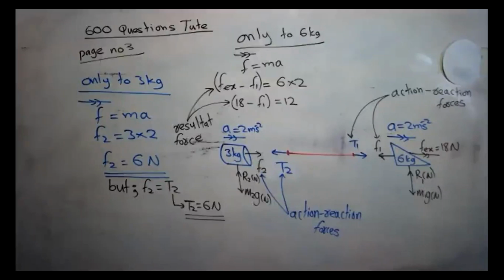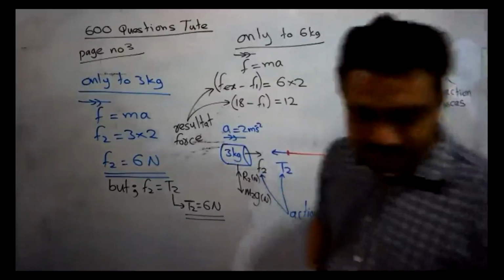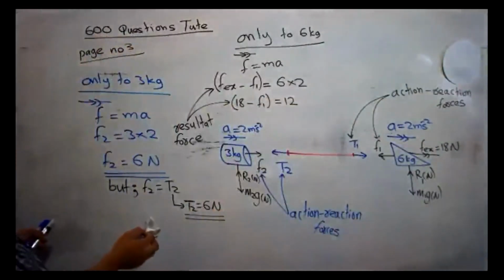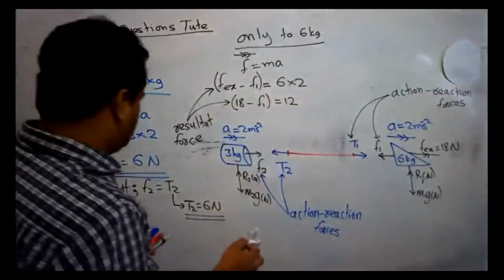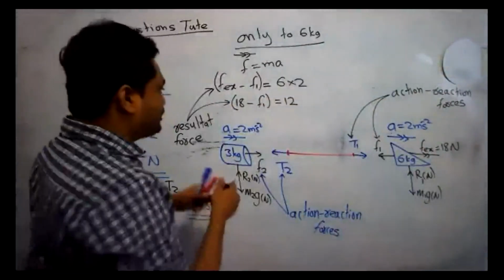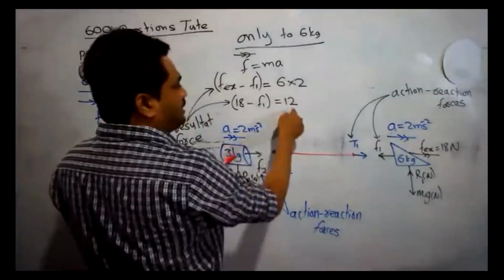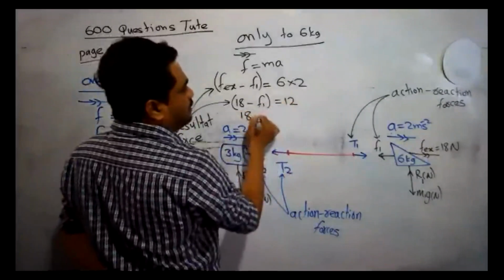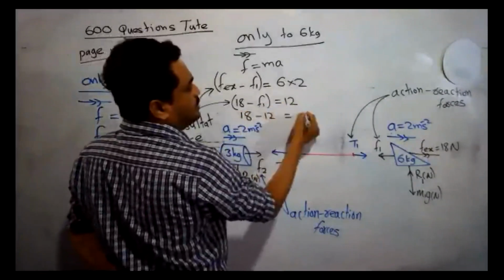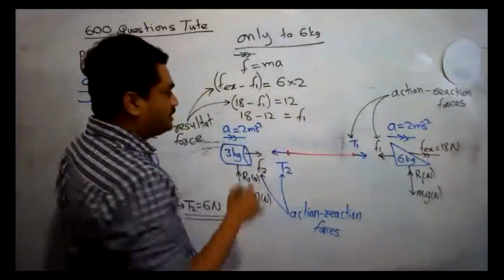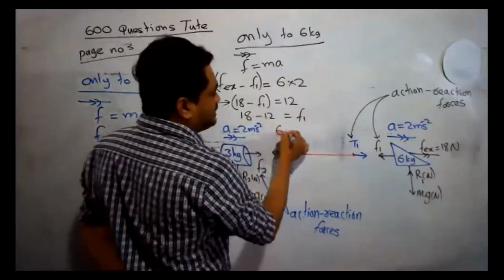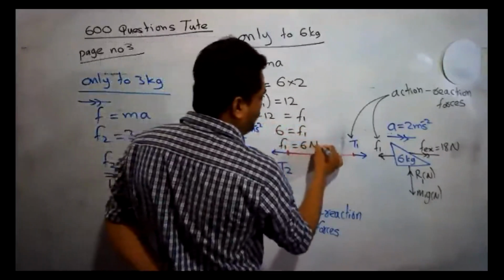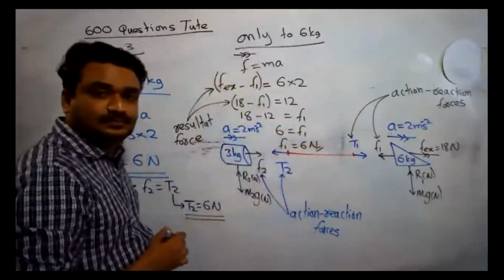Right. Let me take this plus 12 to this side. 18 plus 12 comes to this side as minus 12. Minus F1 goes to the other side as positive F1. 18 minus 12 is 6. So F1 equals 6 Newton. Who got this answer?